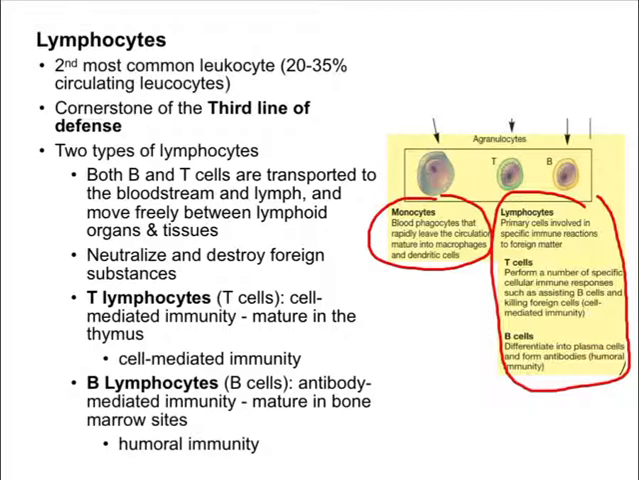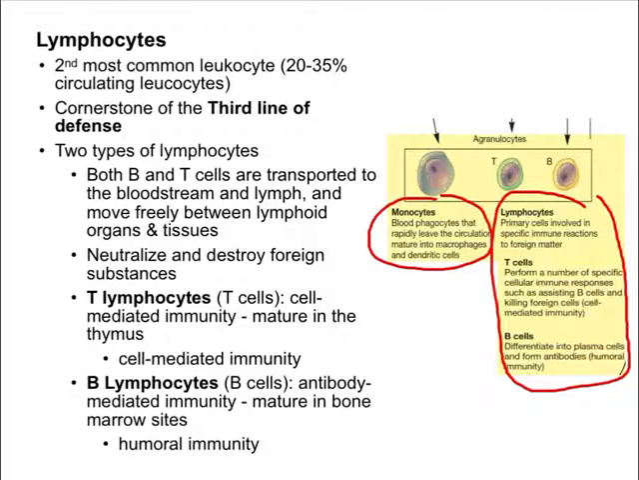And the lymphocytes are broken down into two categories, the T cells, the T lymphocytes, and the B lymphocytes. Now lymphocytes are the second most common leukocyte. They constitute about 20 to 35% of the circulating leukocytes. And although they are the cornerstone of the third line of defense, we'll consider them here just so that we can compare all of the players in the game of immune response.